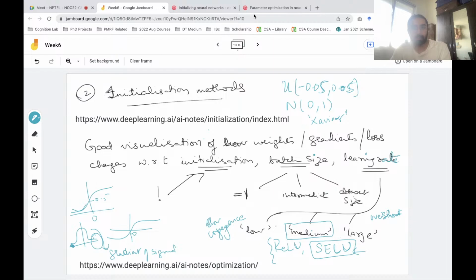Now I'll ask you a simple question. What would this look like in the loss versus epoch curve? What would this phenomenon look like?